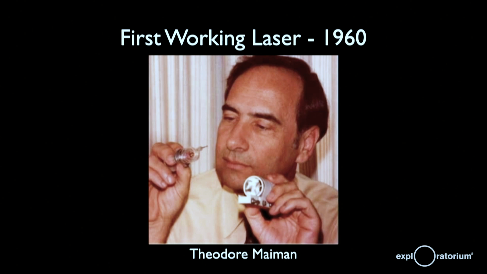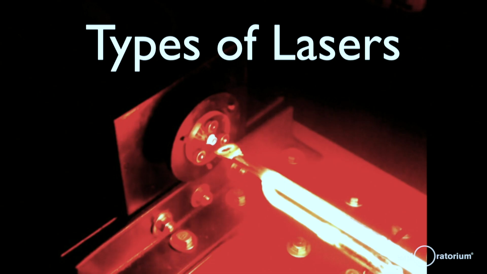He's holding it in his hand there. It looks like a flash tube surrounding a little pink rod. And that was the very, very first laser, a ruby laser, and we'll revisit that in just a moment when we talk about the types of lasers. As a matter of fact, let's just move on to the types of lasers right now.